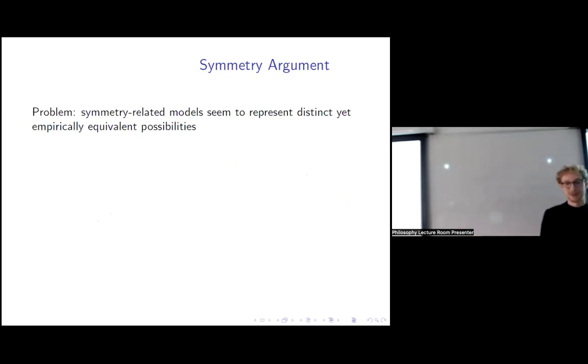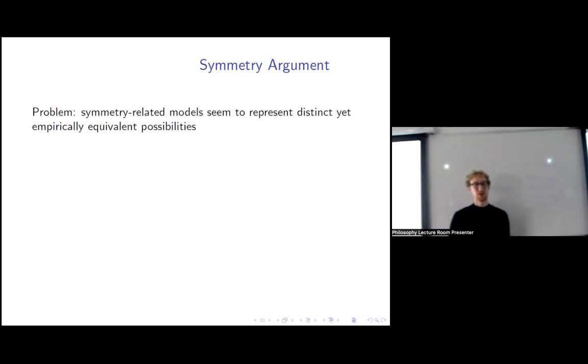So we've got this problem, which is that the symmetry-related models of theories seem to represent distinct but empirically equivalent possibilities. So this is a problem of underdetermination, right? And there are different ways of putting it. So one thing one could say is the quantities that vary under those symmetries are undetectable. So if we assume that symmetry-related models represent distinct states of affairs, then we seem to have a bunch of quantities whose values we can't detect even in principle, right? And that might seem unparsimonious, or it might seem to violate Occam's razor. So this is often seen as a problem, right?